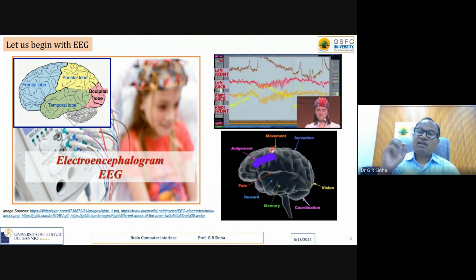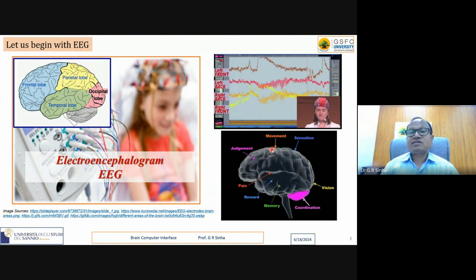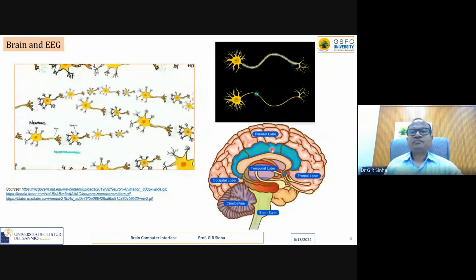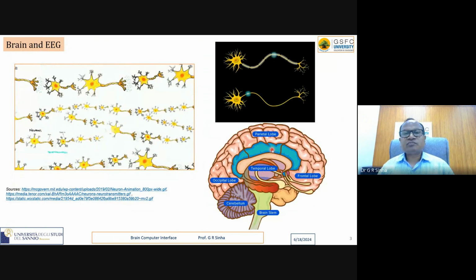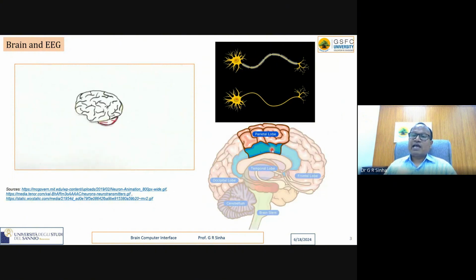Which part of the brain, which channels, which features, which electrodes, how many channels, how many electrodes, how many sensors are all very interesting theories of brain computer interface research. So look at another picture. This again gives a very good clarity.